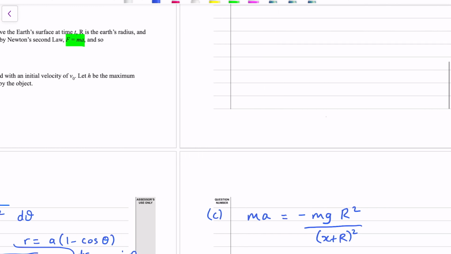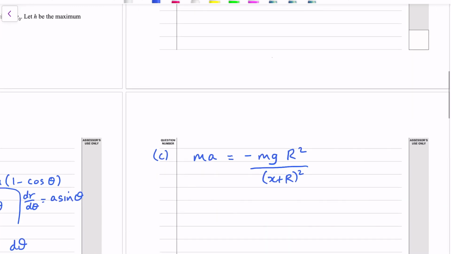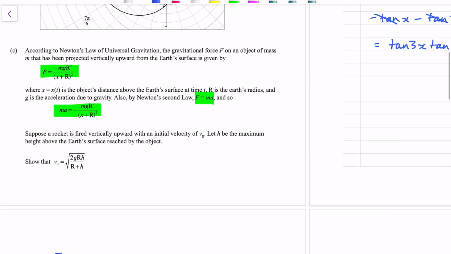Okay, a is the acceleration, and a is equal to dv dt. So there's your derivative, how velocity is changing with respect to time. The question talks about a rocket being fired vertically upward. Its speed is going to depend on time. Its speed is going to depend on gravity. Its speed is going to depend on how far away from Earth it is.